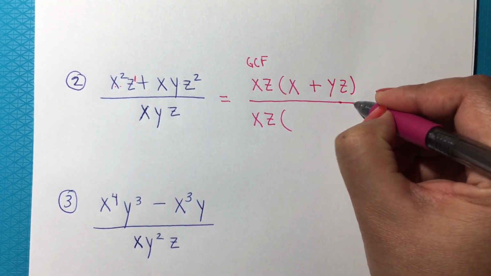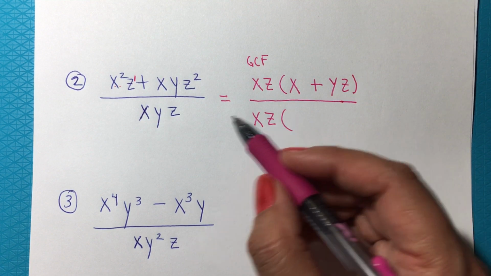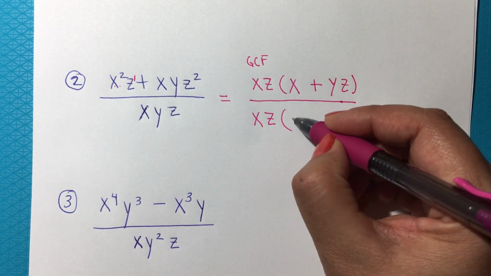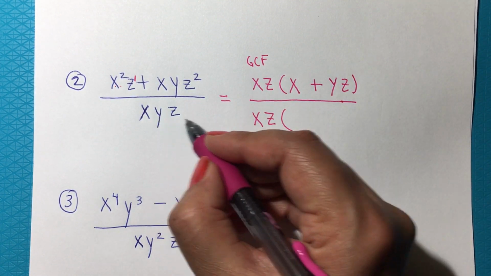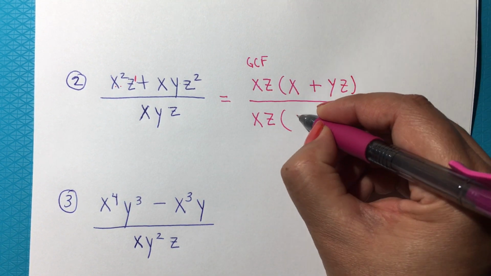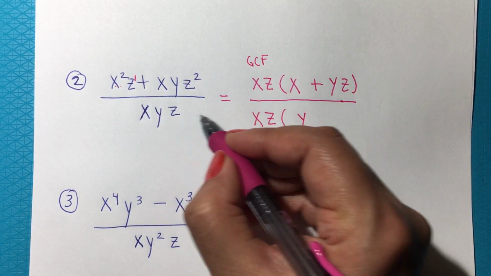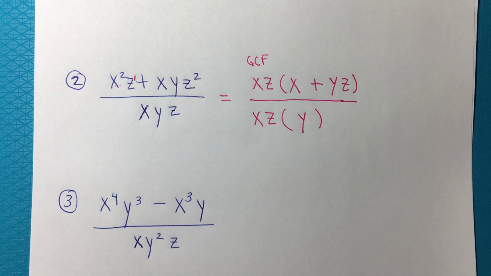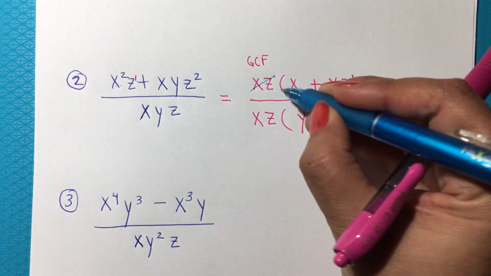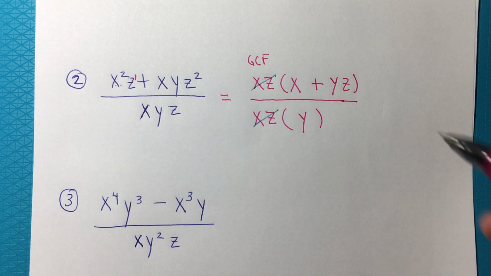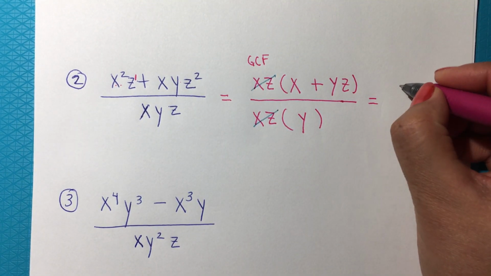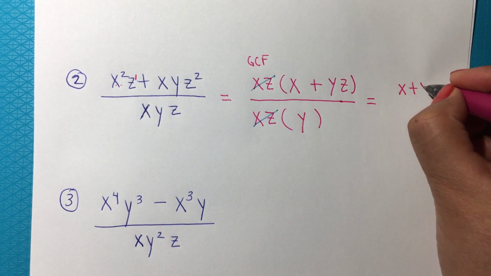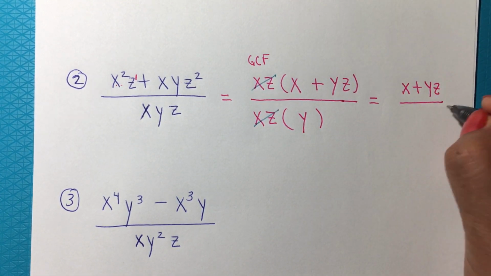Close the parentheses, and now we do the same thing in the denominator. X divided by x is 1. We don't need to put it. Y, we don't do anything with it, so we just bring it over. Z divided by z is 1, so we don't need to put it. And those are our two factors. We can cancel the greatest common factor, and the answer then is x plus yz divided by y.